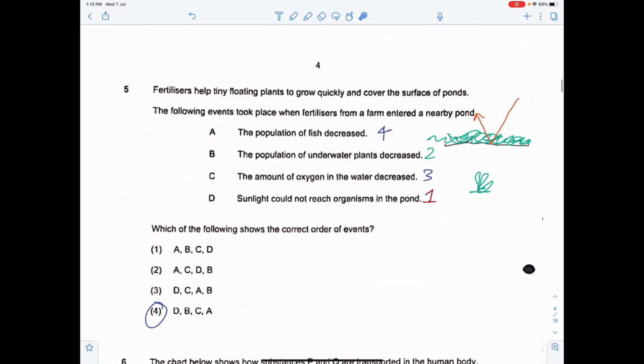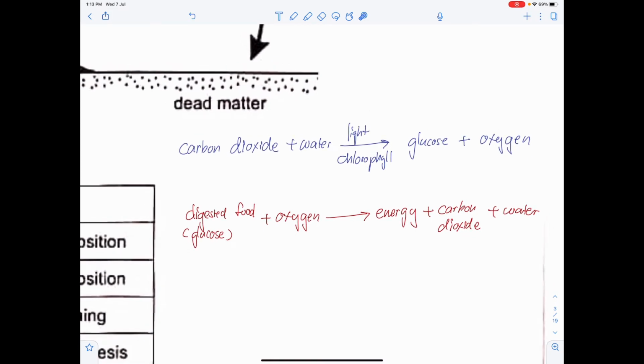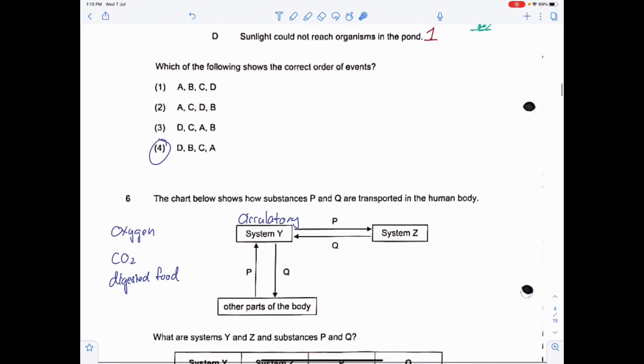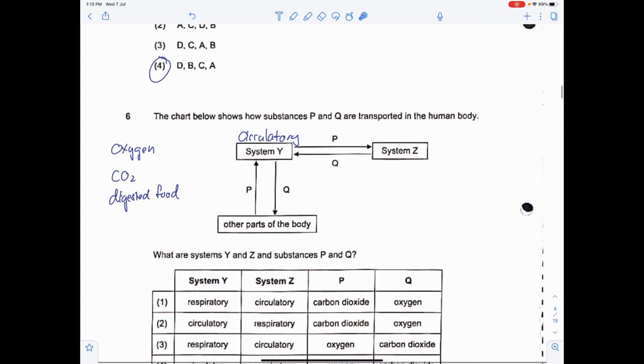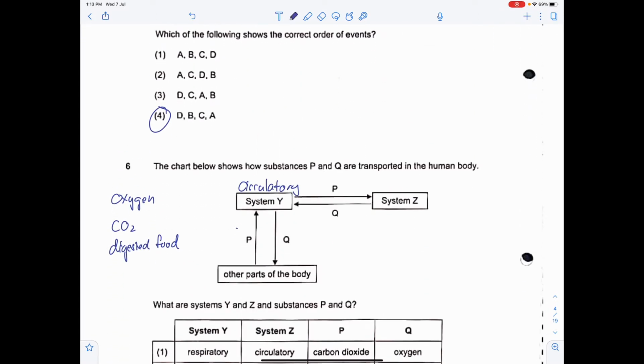Why? Because earlier on, if you look at this over here, we know that carbon dioxide is produced by respiration. So from this, we know that it actually fits the description of it coming out from other parts of the body. So P is actually carbon dioxide. And what about Q?